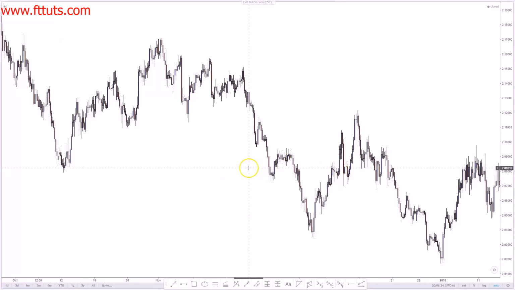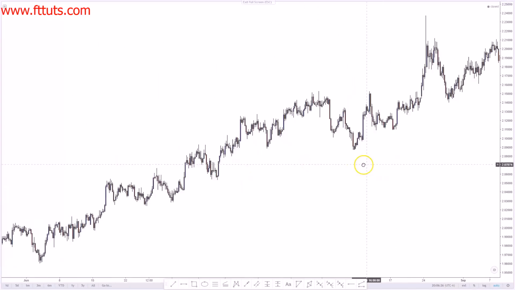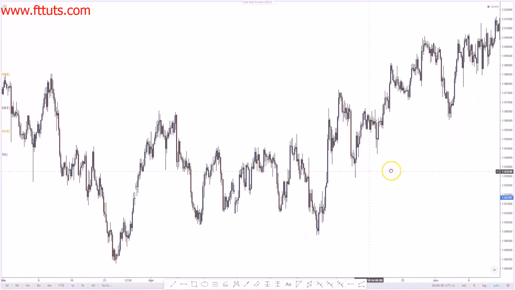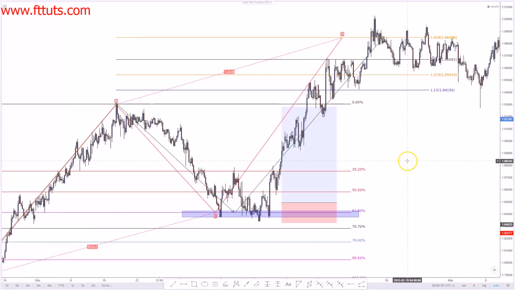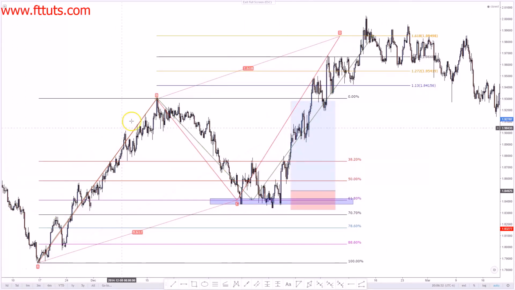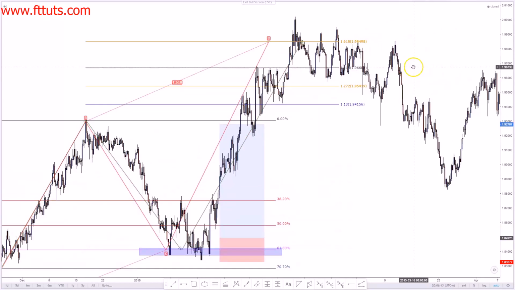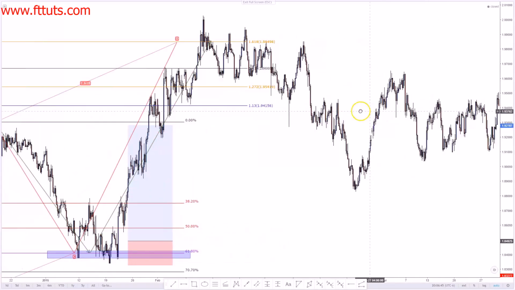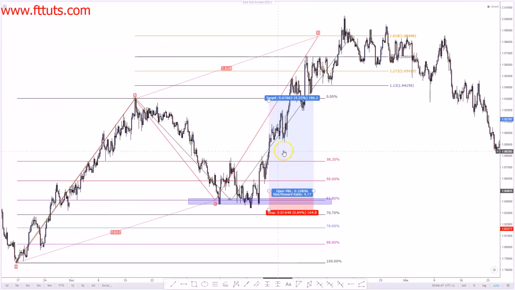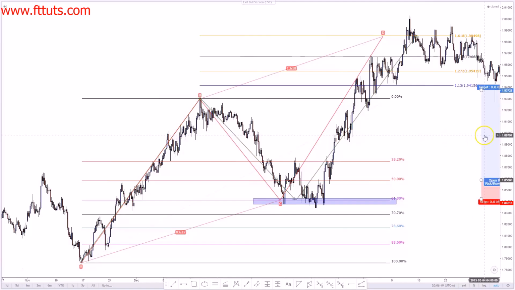Those are just extensions. Those are just targets, all right? For a full ABCD pattern, you'll be targeting the full move, okay? Like right here. It's the best example I can show you. All right, because it was beautiful, right? The 1618 just chilled here. It kept making lower highs right here. Lower high, boom, crash. And then pull back and then consolidate. You guys get the idea?